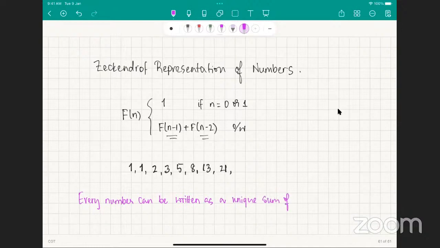A unique sum, I'd love to say of Fibonacci numbers, but we have to be careful. It's not unique if you're allowing all Fibonacci numbers. In particular, for instance, any number can be written as 1 summed up n many times. So for instance, 5 can be written down as 1 plus 1 plus 1 plus 1 plus 1, and it can also be written down as 2 plus 3 and so on. So if you don't impose this constraint, then we don't get uniqueness, right? But it turns out that once you impose this constraint of non-consecutiveness, then you actually get uniqueness.